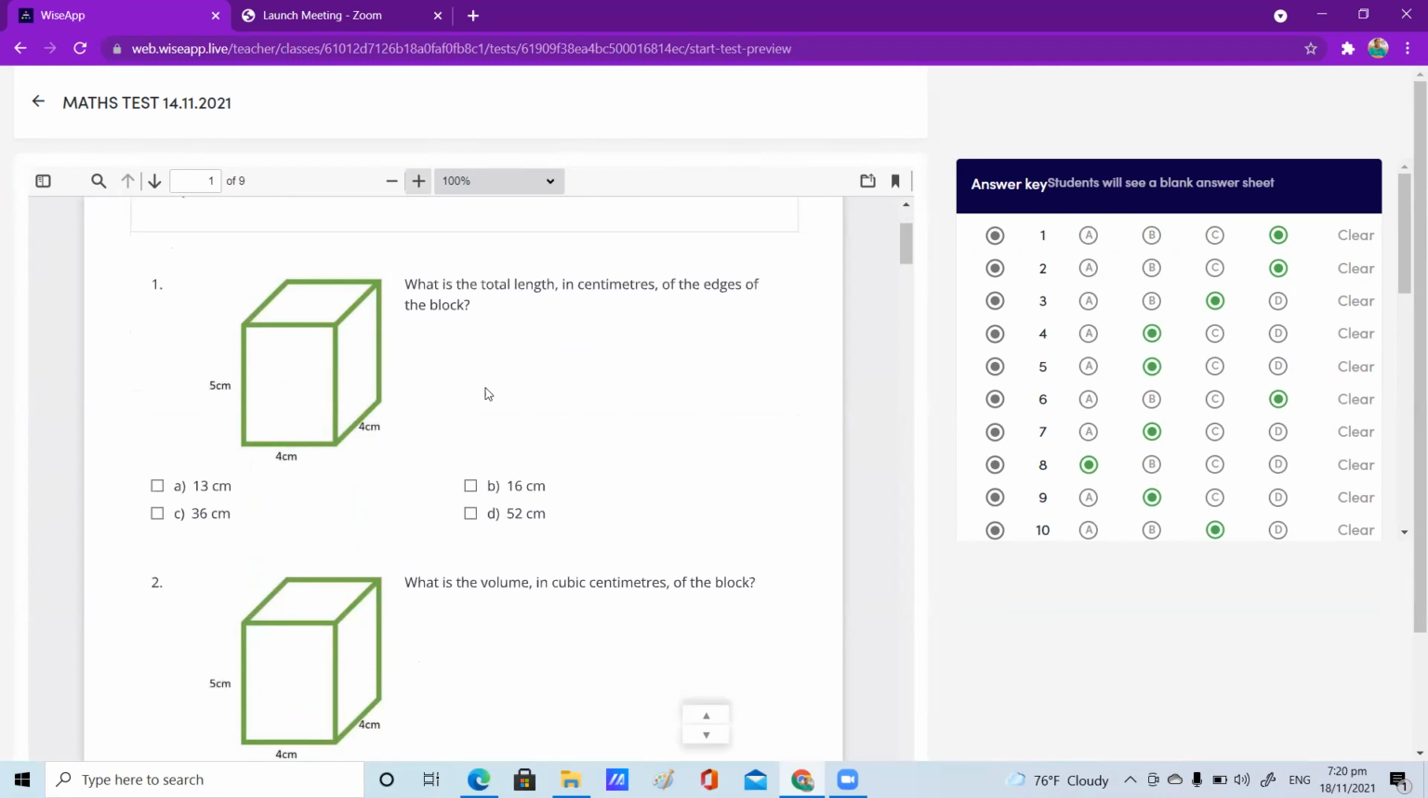How many edges does a cuboid have, children? Number of edges: 12. Very good. But here, 4 centimeters length, 4 centimeters width and 5 centimeters height are given. That means 4 edges belong to 4 centimeters. 4 fours are 16, and one more face is 16. 16 plus 16 is 32. 5 fives are 25. 32 plus 25, how much, children?